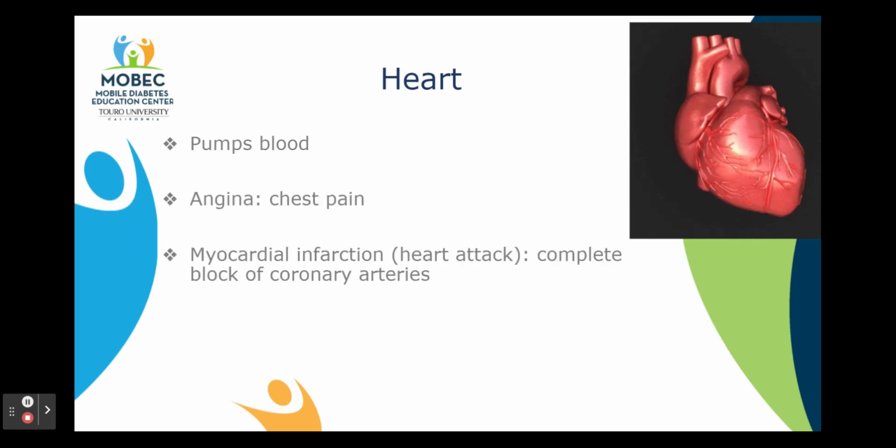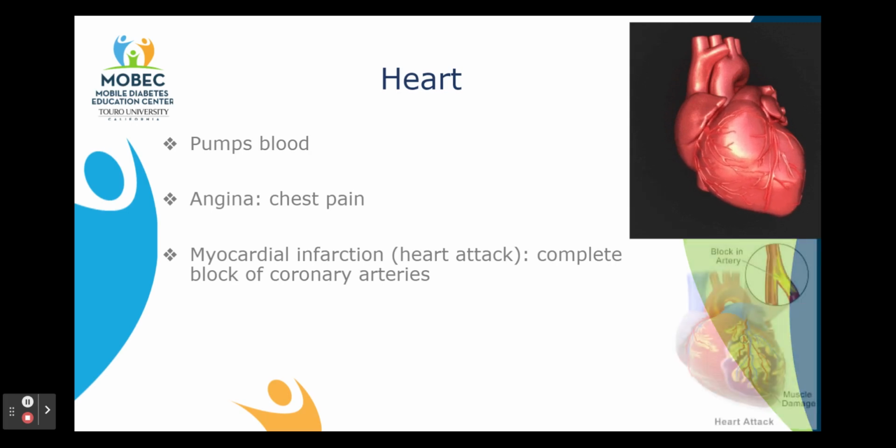If the coronary arteries are completely blocked, then the person will have a myocardial infarction, commonly known as a heart attack. People who have diabetes are more likely to have a heart attack. The risk of a heart attack is even higher if diabetes is not well managed, causing protein to show up in the urine. We will have more discussion about protein in the urine later.